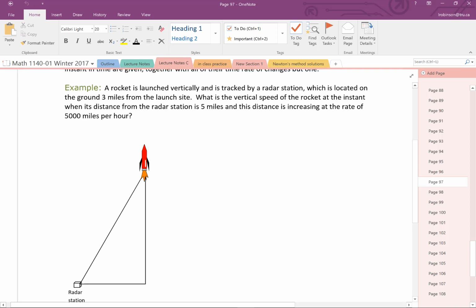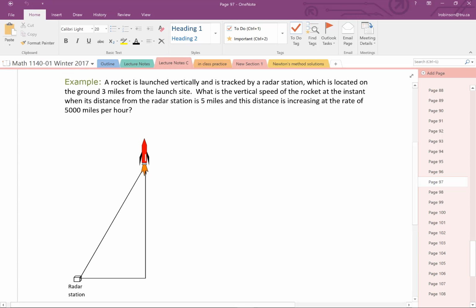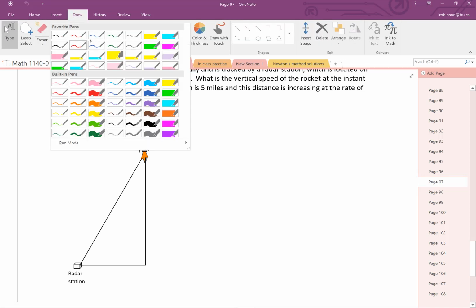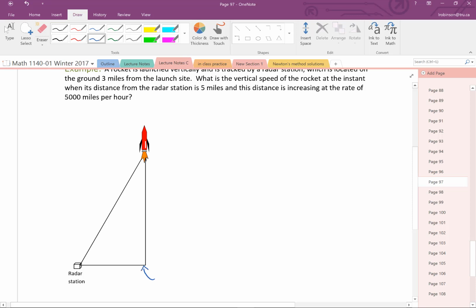Okay, so here's an example. There's always some things that are fixed and some things that are changing. There's usually something moving or getting bigger or getting smaller. So it says here, a rocket is launched vertically and is tracked by a radar station, which is located on the ground 3 miles from the launch site. So here's the launch site here.